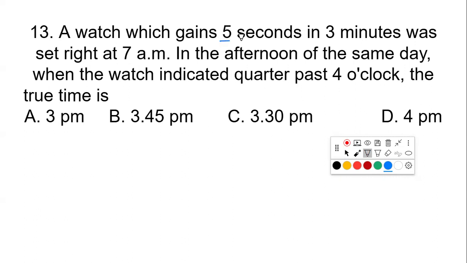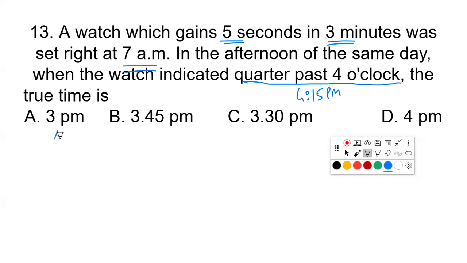A watch which gains 5 seconds every 3 minutes. Every 3 minutes, it is moving fast by 5 seconds, was set right at 7 a.m. In the afternoon of the same day, when the watch indicated quarter past 4 o'clock, what is the time? 4:15 p.m. Past means after 4. Quarter means 15. The true time is when the wrong time is showing you 4:15. What is the true time when the wrong time is showing?